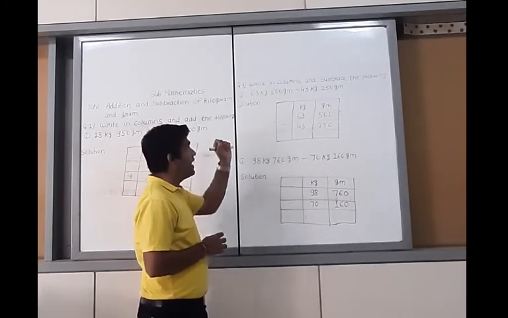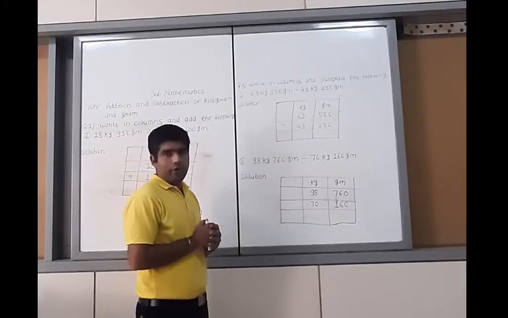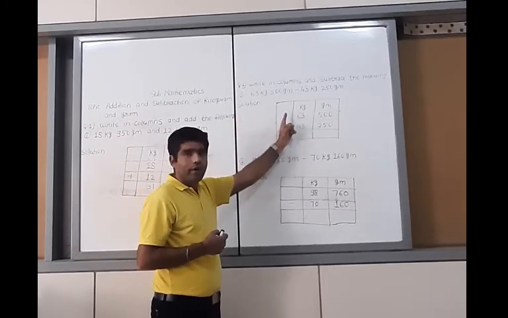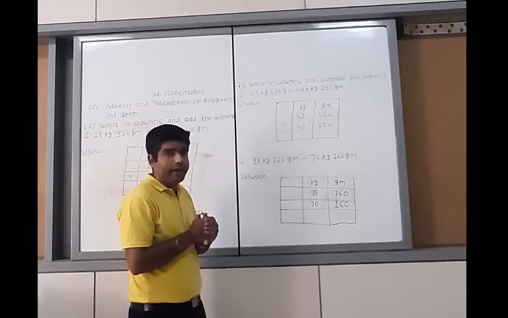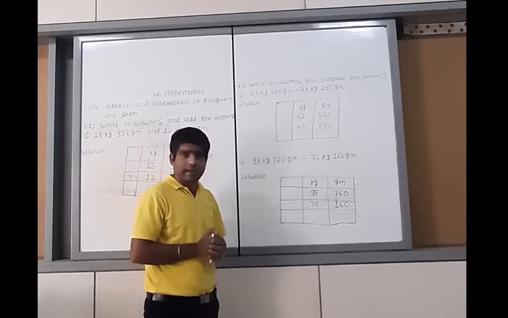Example: write in column and subtract the following example. Same, we have to solve it in the form of subtraction. 63 kg 500 gram, we have to subtract 43 kg 250 gram from it. Now see the solution of the example.